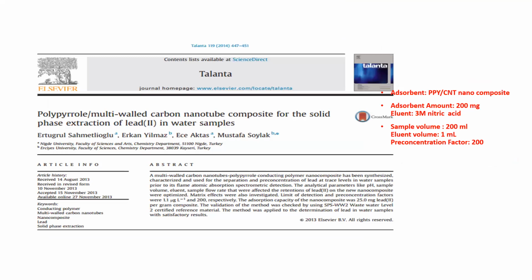For example, in this work, we used a polypyrrole and multi-walled carbon nanotubes composite for the solid phase extraction of lead(II) ions in water samples with satisfactory results. This adsorbent is a good adsorbent for the selective solid phase extraction of lead ions. We can use only 1 milliliter of eluent, which is 3 molar nitric acid, and the adsorbent amount is 200 milligrams.